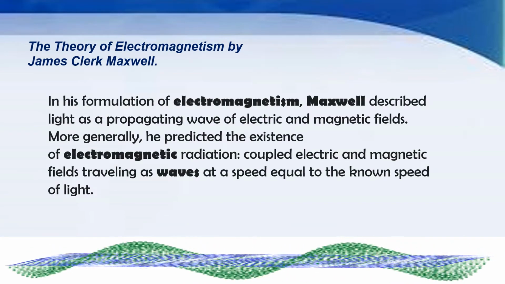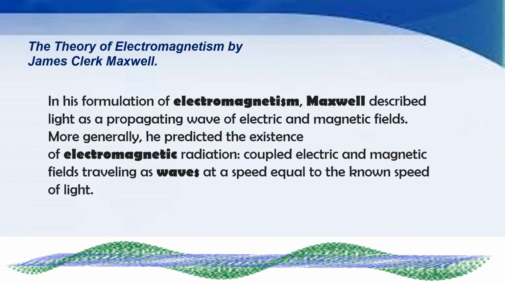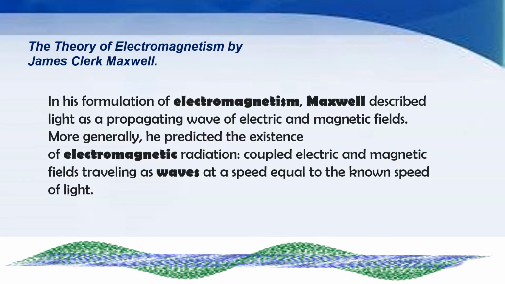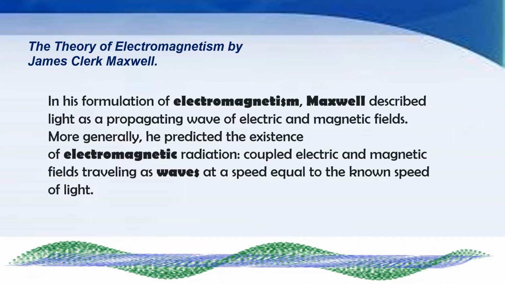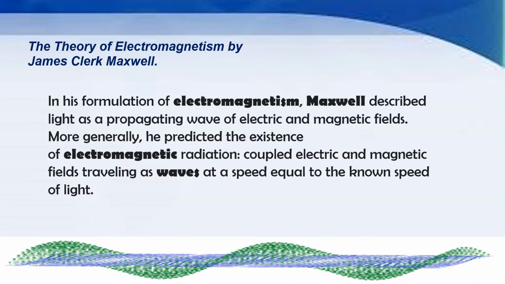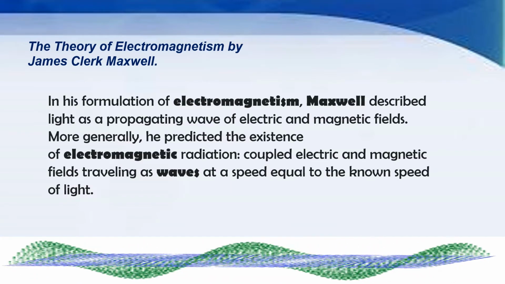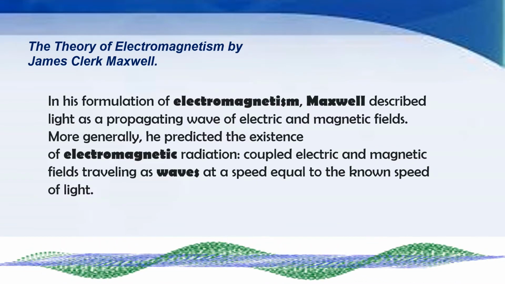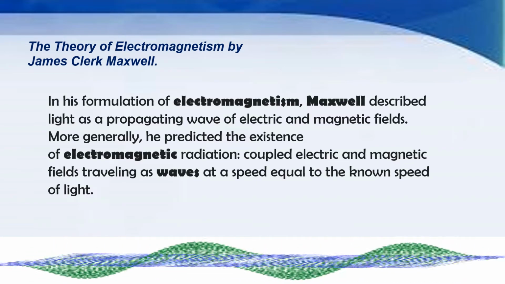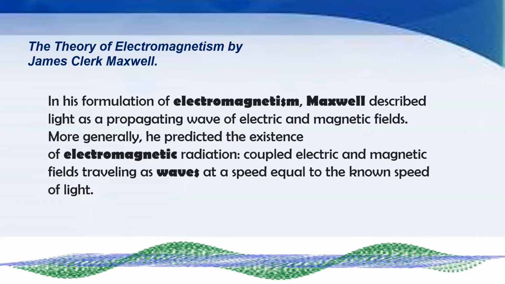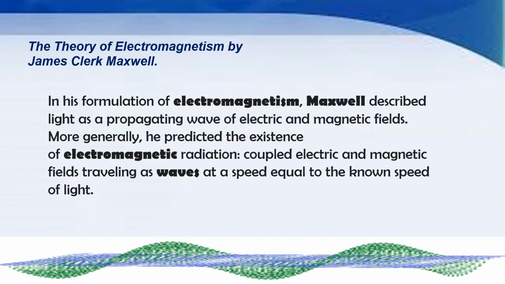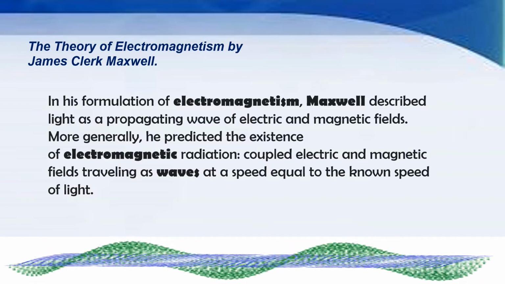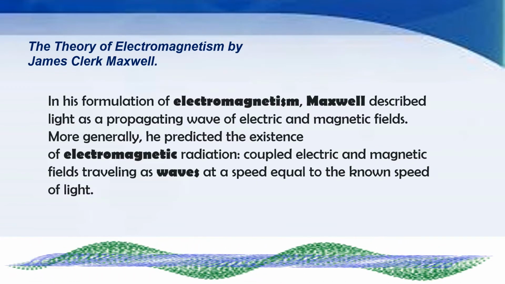Now, the theory of electromagnetism by James Clerk Maxwell. In his formulation of electromagnetism, Maxwell described light as a propagating wave of electric and magnetic fields. More generally, he predicted the existence of electromagnetic radiation, coupled electric and magnetic fields traveling as waves at a speed equal to the known speed of light.